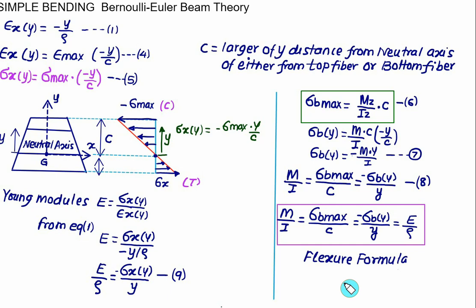So this is the famous flexure formula, that is, the bending moment about the z-axis divided by the moment of inertia about the z-axis is the maximum bending stress divided by c, which is equal to the bending stress at any distance y, with a negative sign, divided by y, where distance y you have to measure according to the coordinate system, where we set the origin at G, the vertical axis is y and the horizontal axis is x, and this is the same as the Young's modulus divided by rho, where rho is the radius of curvature.